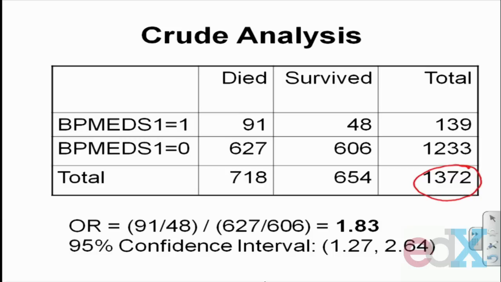Now it turned out 139 of them, when they showed up for their 1956 examination, indicated that they were on treatment, on medication for their high blood pressure. Someone had told them, their primary care physician, that since you have high blood pressure, I want to treat you for this. But there were 1,233 people who were not on treatment despite having high blood pressure.